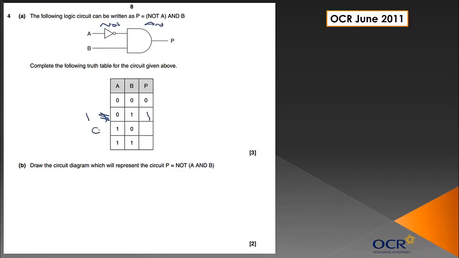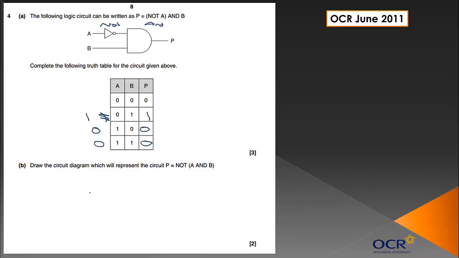Opposite of 1 is going to be 0. And 0 and 0, false and false equals false. Opposite of 1 is obviously 0, so opposite of true is false. And false and true equals false as well, because it's an AND gate. Both have to be true for it to be true.